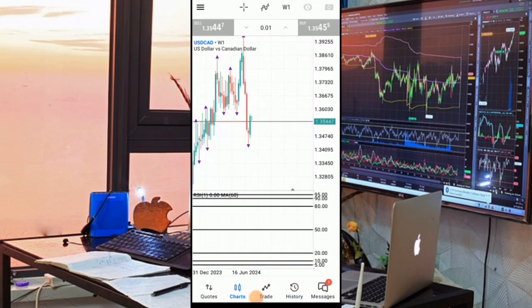So now looking at this pair USD CAD, this is the weekly time frame, and the last fractal is at the bottom. So this is the last fractal, it's over there. It means when you go back to the M15, or the 15-minute time frame, we are going to be looking for buy entries. So let's go there and see. Just click and change the time frame over there.